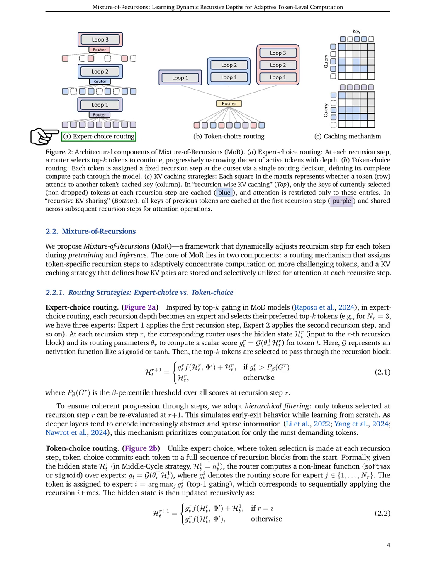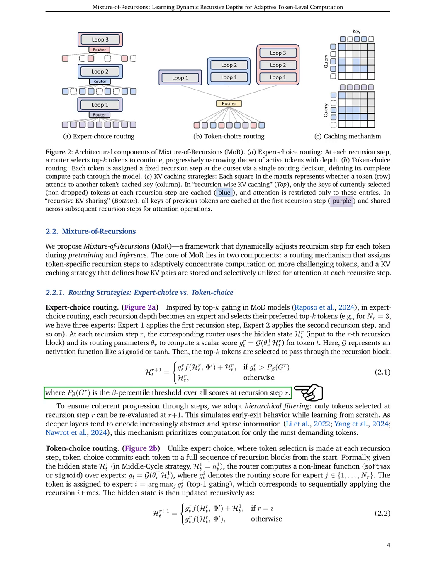To address these issues, we propose Mixture-of-Recursions, MoR, a framework that dynamically adjusts the recursion steps for each token during both pre-training and inference. MoR consists of two main components: a routing mechanism that assigns specific recursion steps to tokens based on their difficulty, and a key-value caching strategy that determines how key-value pairs are stored and used at each recursive step. In our expert choice routing, inspired by top-K gating, each recursion depth acts as an expert that selects its preferred top tokens.